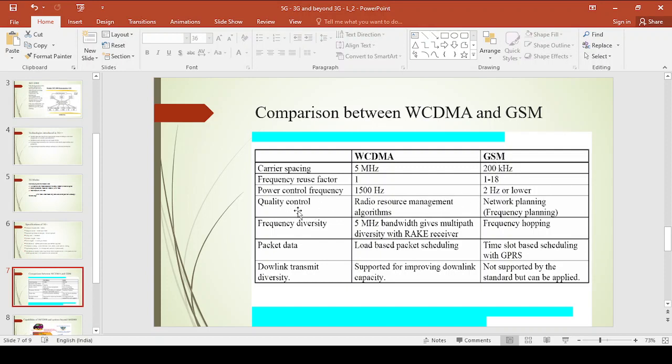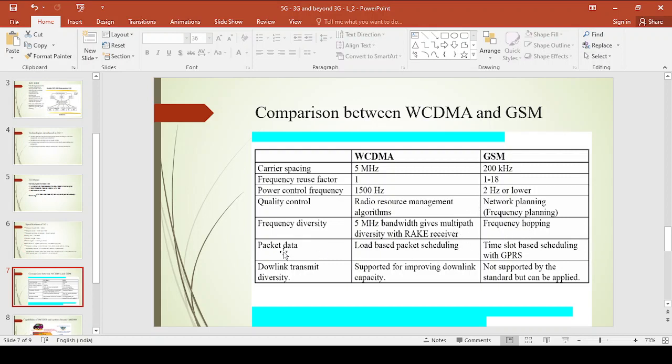Coming to quality control, it is maintained under WCDMA by radio resource management algorithms, and under GSM by network planning or frequency planning, right? Now coming to the next one, frequency diversity. The 5 MHz bandwidth gives multipath diversity with rake receiver. Rake receiver is introduced in third generation systems only, right? The 5 MHz channel bandwidth gives the multipath diversity with rake receiver, but GSM supports frequency hopping, right?